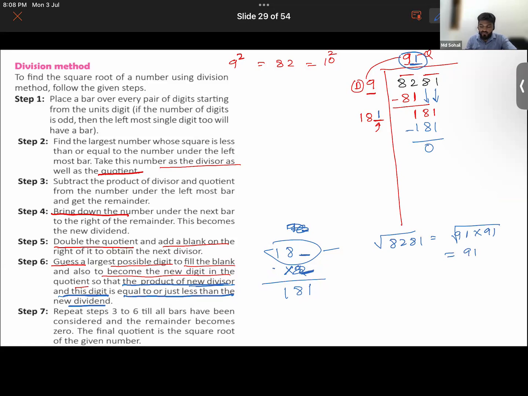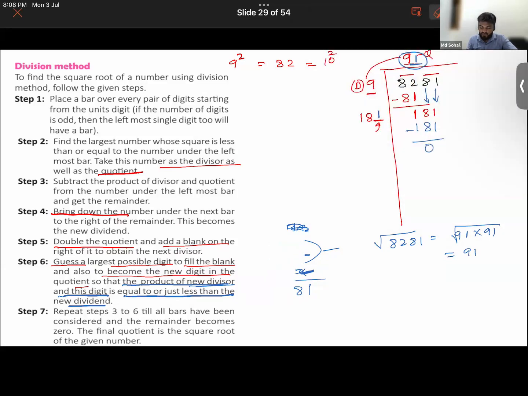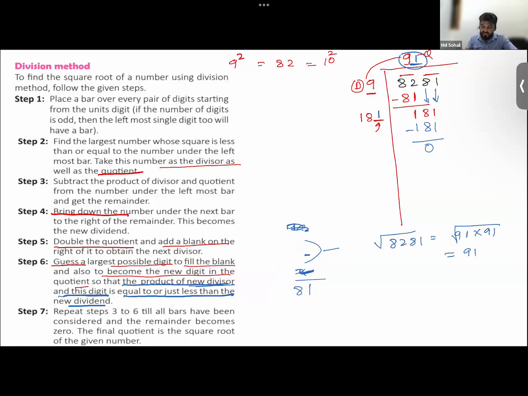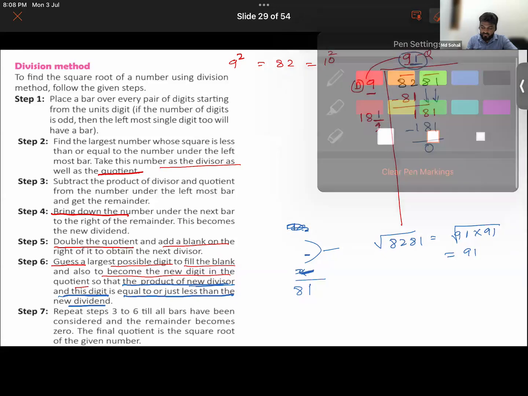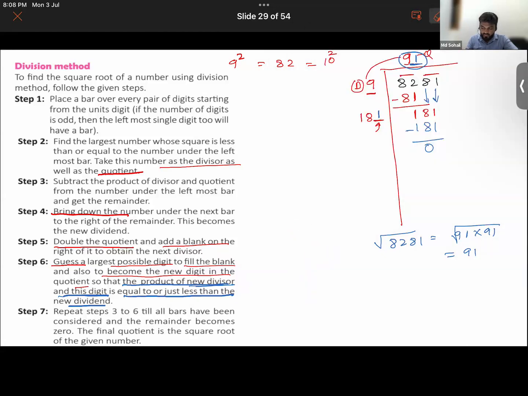Okay. If you guys like, just take a screenshot of the steps. Sir, can you give us a question related to this method? Yeah, sure. We are going to solve some questions on this method.